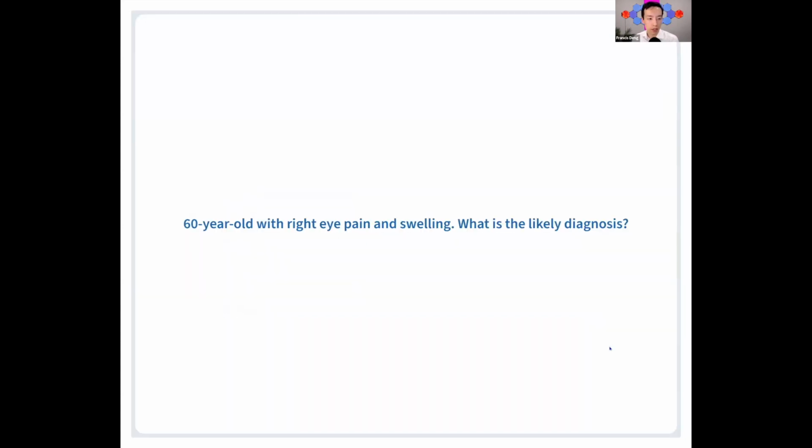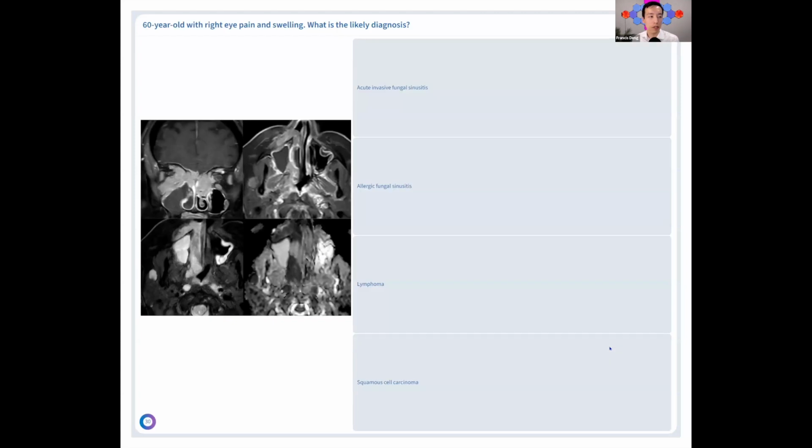Our next case is a 60-year-old with right eye pain and swelling. What is the likely diagnosis? So I'm showing you a T1 post-contrast coronal image, T1 axial post-contrast, T2 fat-suppressed axial image, and an ADC map through the level of the paranasal sinuses and orbits.